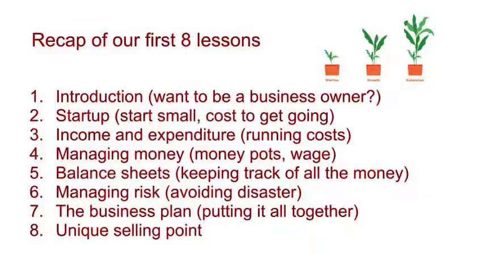So these are bringing together income and expenditure so that we can keep a track of all the money that is coming in and out of the business. Then lesson 6 was managing risk and thinking especially about avoiding disasters. And then in lesson 7 we covered the business plan, which is really a place where we can put everything together in one place. So we have a document, a plan, which describes the whole of your business.